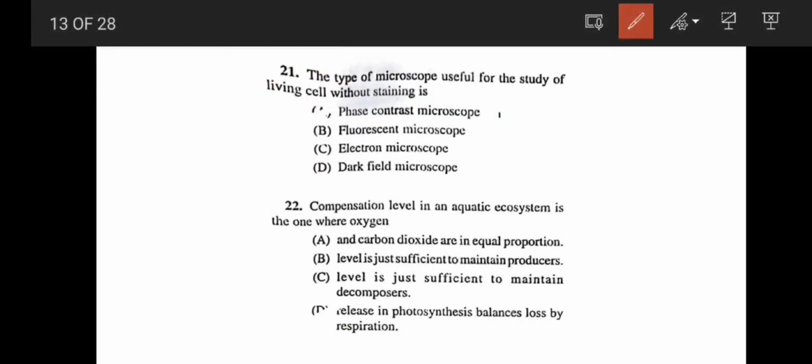Now coming to question number 21, the type of microscope useful for the study of living cells without staining. Whenever it is written as study of living cells without staining, the answer would be, blindfolded, phase contrast microscope. Okay. Next question, compensation level in an aquatic ecosystem is the one where oxygen release in photosynthesis balances the loss by respiration. So the correct answer is option D.